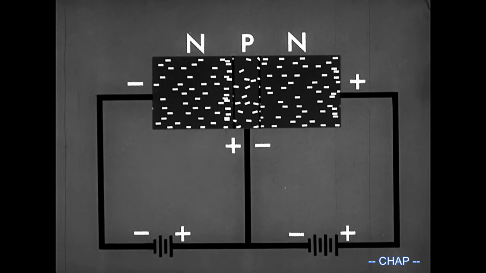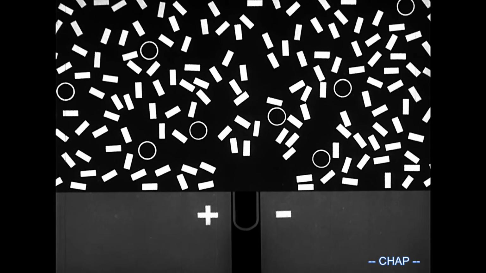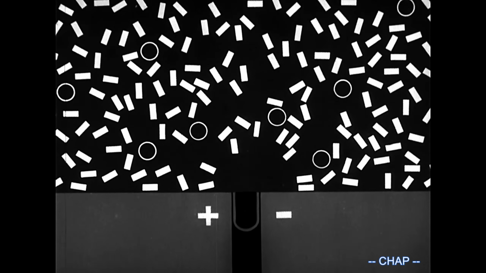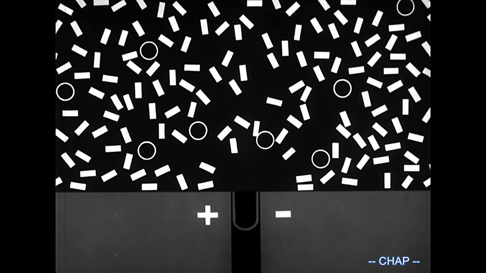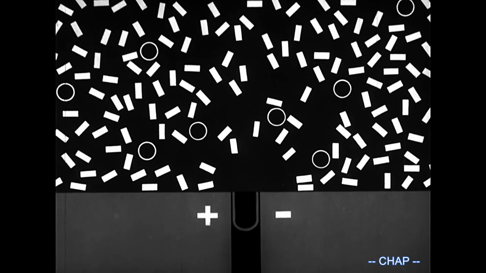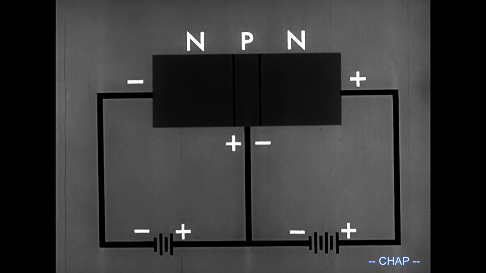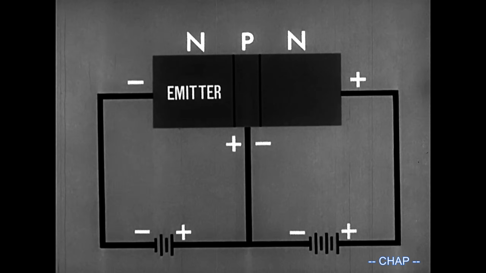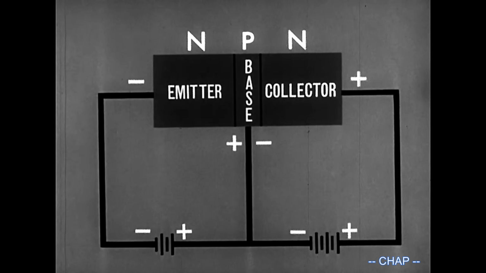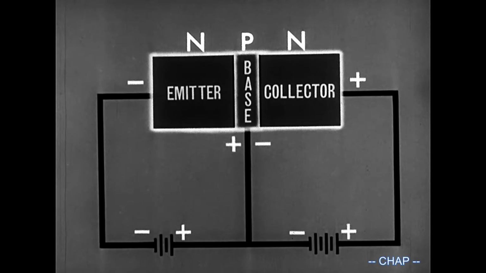We will now show this process of recombination in detail. Watch. For every recombination, a new hole is created by the exit of an electron. The thinner the P region, the fewer the recombinations, and the greater the number of electrons that will reach the second N region. Since the forward biased N region is emitting electrons, it is called the emitter. The reverse biased N region is called the collector. The P region is called the base. Emitter, base, and collector. These are the three basic sections of the transistor.